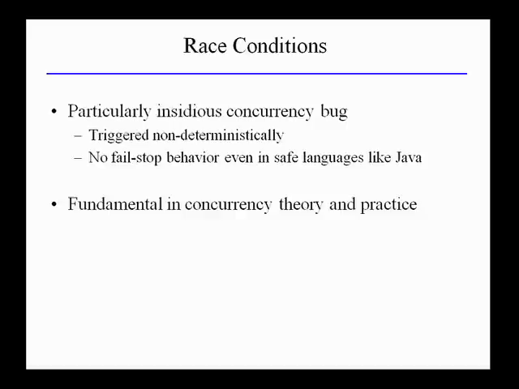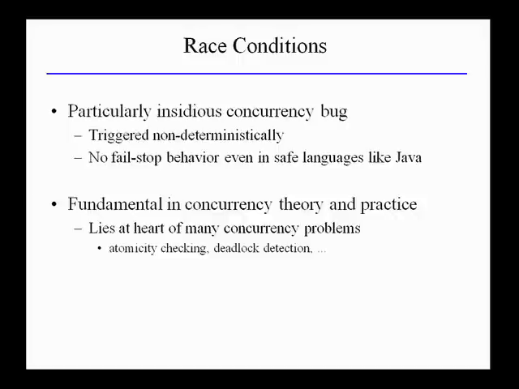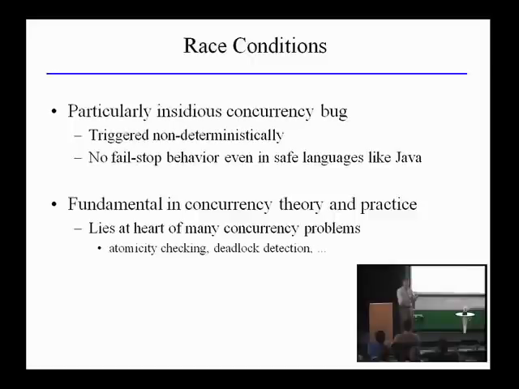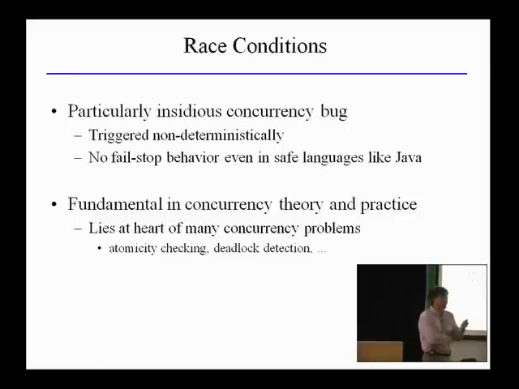All right, and of course, race conditions have been something that have been studied for a long time in concurrency theory and practice. And it's actually not just race conditions where this problem comes up. So actually, the notion of a race occurs in the formulation of many other properties you would like to talk about with respect to concurrency. So for example, if you want to check atomicity, if you have atomicity declarations in a program, checking whether these atomicity declarations actually make sense boils down to a race detection problem. Similarly, for deadlock detection, you actually need a race checker.